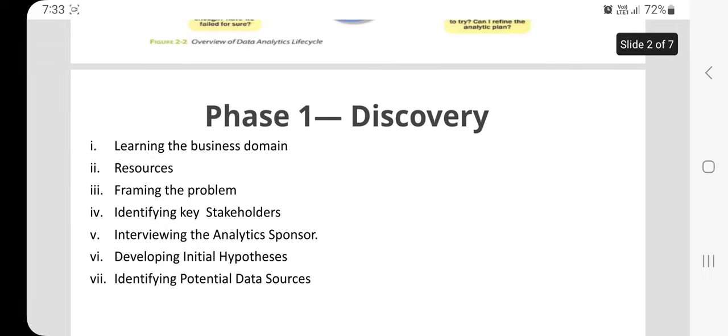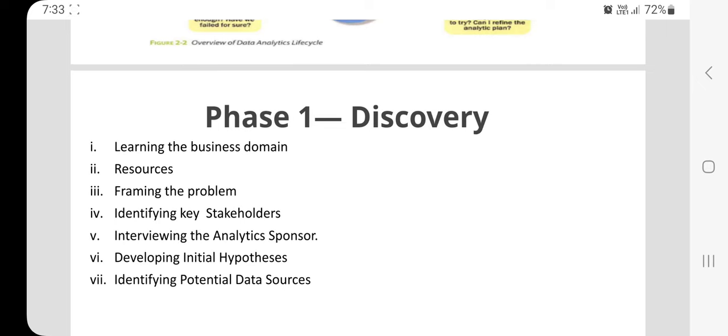First phase is the discovery phase. In this phase, the team learns the business domain, including the relevant history, such as whether the organization or business unit has attempted similar projects in the past from which they can learn. The team assesses the resources available to support the project in terms of people, technology, time, and data.